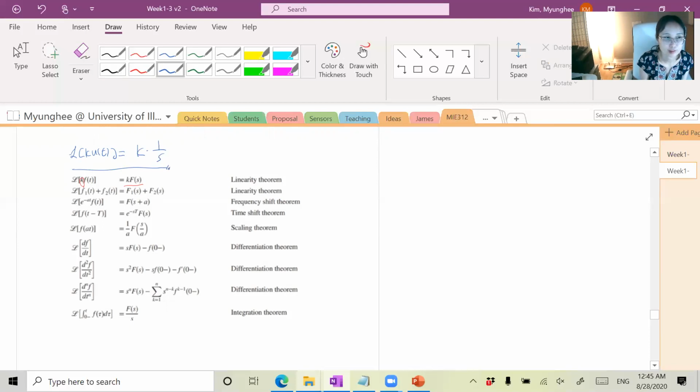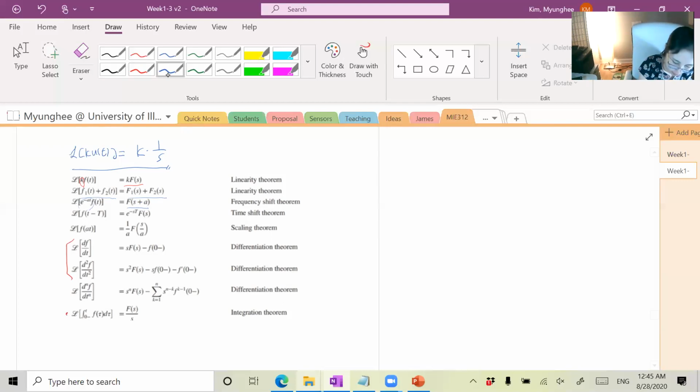And then the linearity theorem applies. The addition becomes a simple addition. And if you multiply by some time decaying element, such as e to the minus at, it becomes F(s plus a). And we also use these two and this integral a lot.